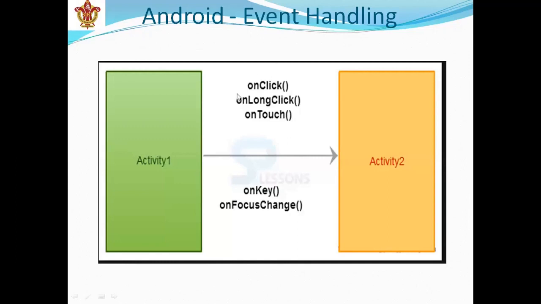So in the diagram, here you can see activity 1 and activity 2. There is one arrow going from activity 1 to activity 2. So on click, we can go from activity 1 to activity 2. On long press click, we can also go from activity 1 to activity 2, and on touch process, we can go from activity 1 to activity 2.